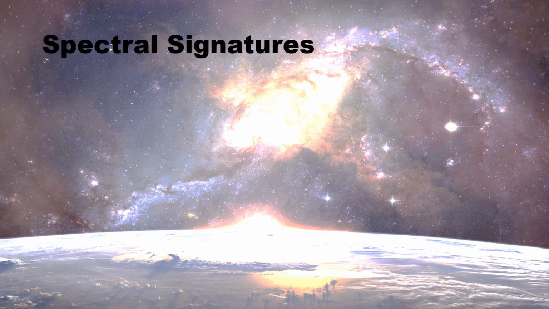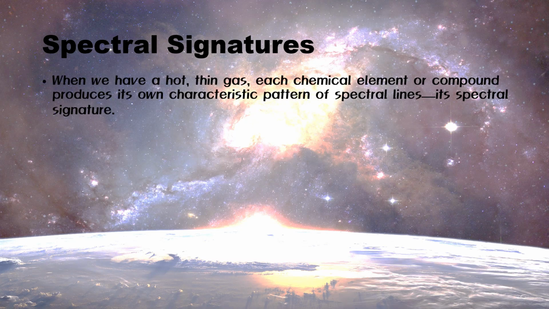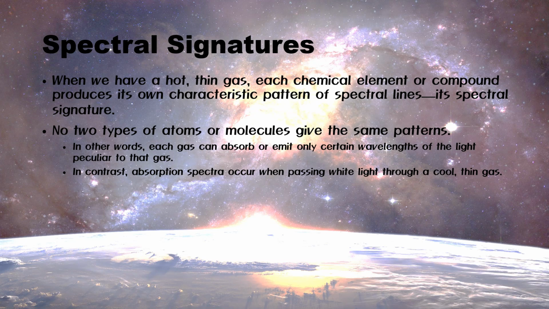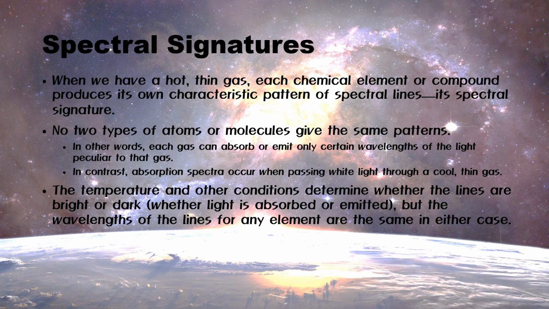And so these spectral signatures were very, very useful to astronomers. When we have a hot, thin gas, each chemical element or compound can produce its own characteristic pattern of spectral lines, its spectral signature. No two types of atoms or molecules give the same wavelengths. In other words, each gas can absorb or emit only certain wavelengths of the light particular to that gas. In contrast, absorption spectra occur when passing light through a cool or thin gas. The temperature and other conditions determine whether the lines are bright or dark, whether light is absorbed or emitted, but the wavelengths of the lines in any element are the same in either case.